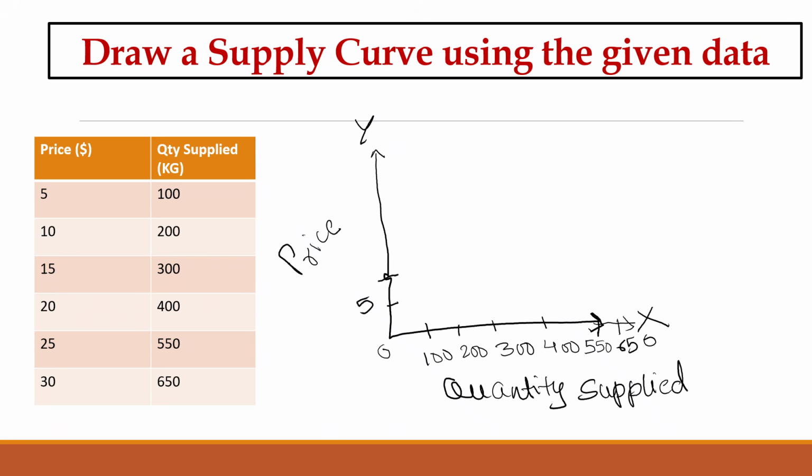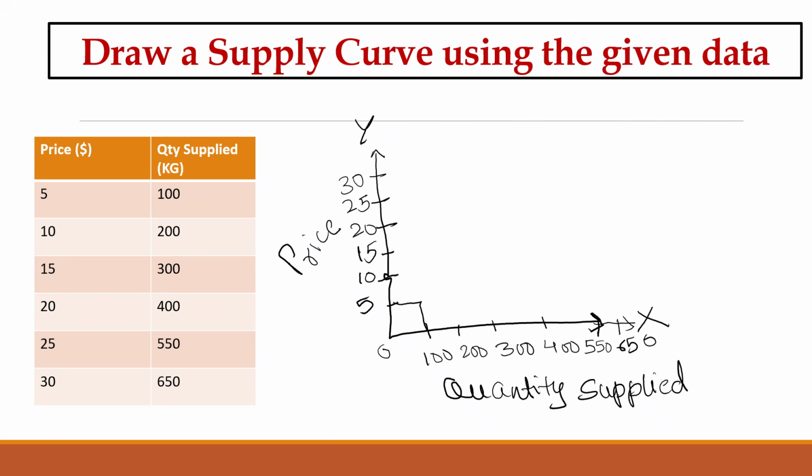Then 10, 15, 20, 25 and 30. Now what we will do, we will just join the lines. When the price is 5, the quantity supplied is 100. We will give this A.